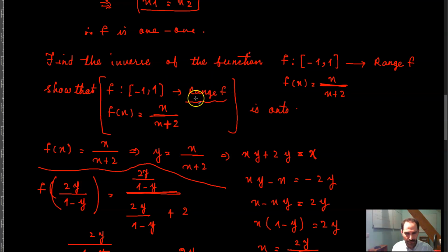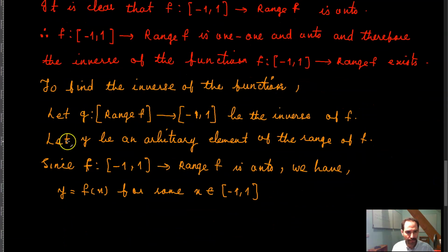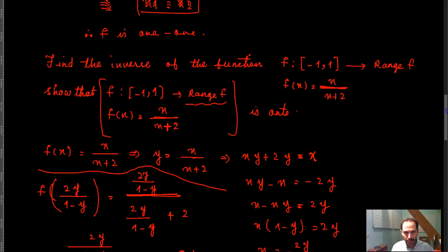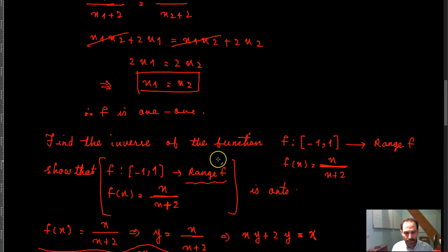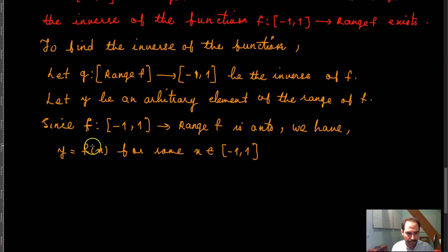Whatever y is in the range of f, I have taken y to be an arbitrary element of the range of f. So whatever element y I have in the range of f, there has to be some element belonging to this set that gets you to that element, right? That is the pre-image of that y in the range of f. And hence this is the statement y is equal to f of x for some x belonging to -1, 1.